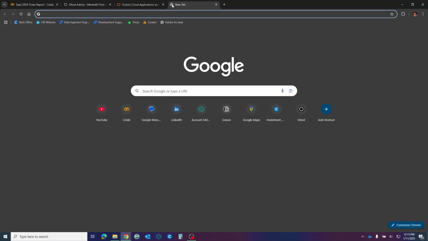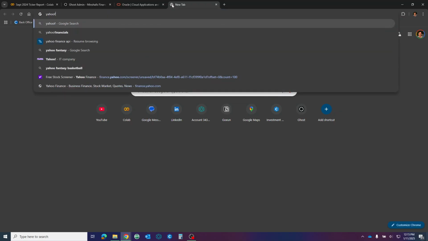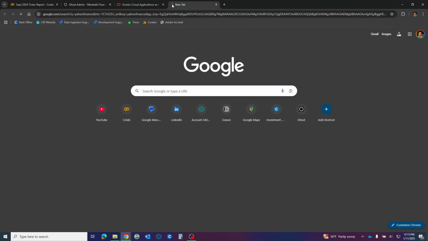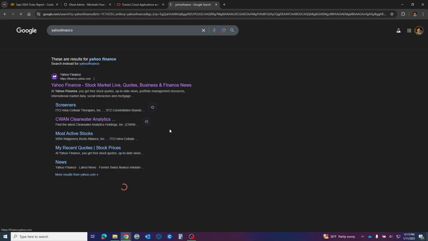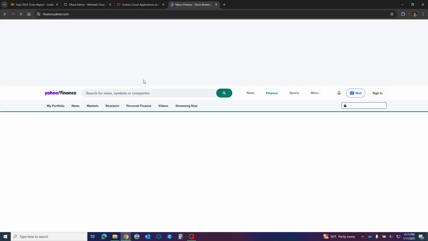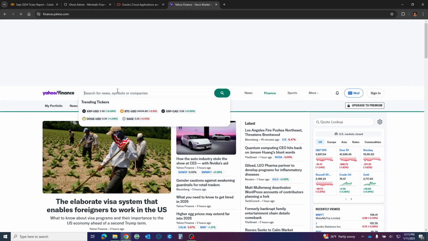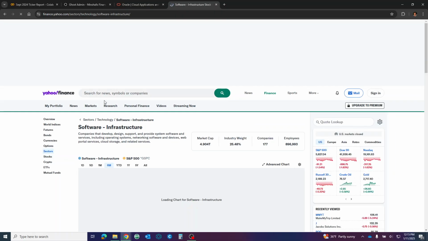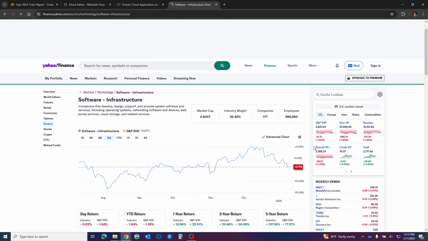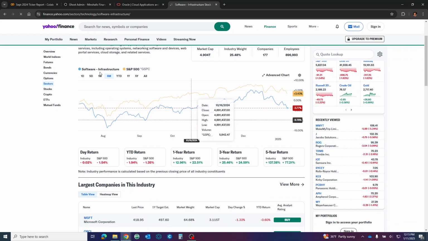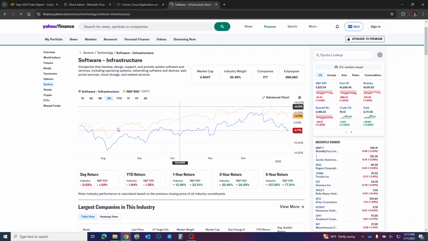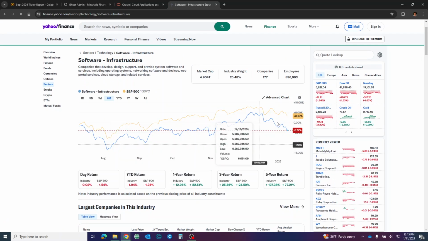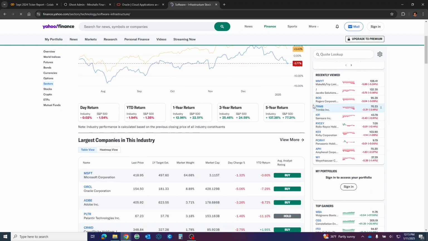So I'm wondering actually if we go to Yahoo Finance, let's just look at Oracle's competitors here. So if we do software industry, software infrastructure, and I wish there was a way I could just pull this actually. Might have to look into that.